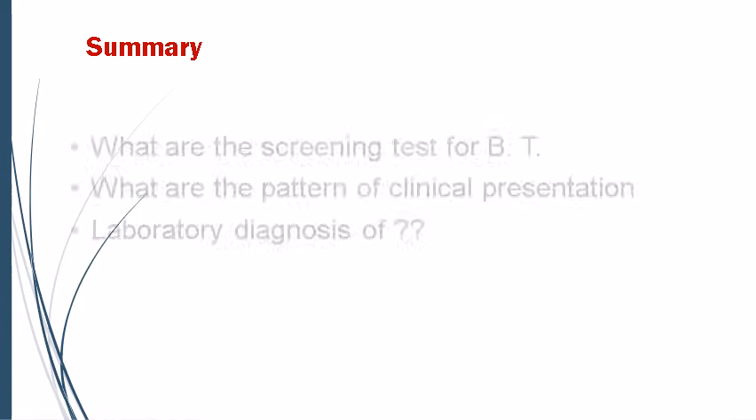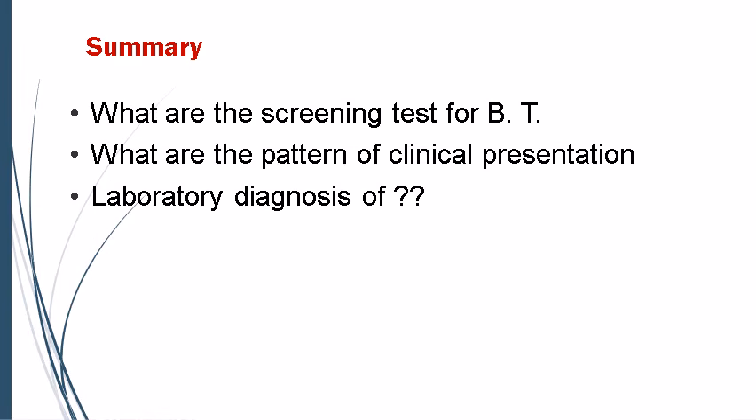So we come to the end. What we need to focus on in summary: I need you to know what the screening tests for a bleeding tendency are, as we explained. What are the patterns of clinical presentation? We talked about two patterns of presentation. So what are they? Review it, please. What is the laboratory diagnosis of ITP? How can we diagnose ITP? We explained it earlier. Please review this.